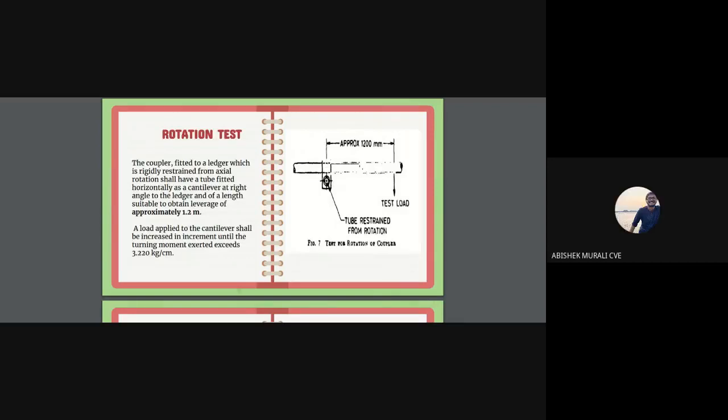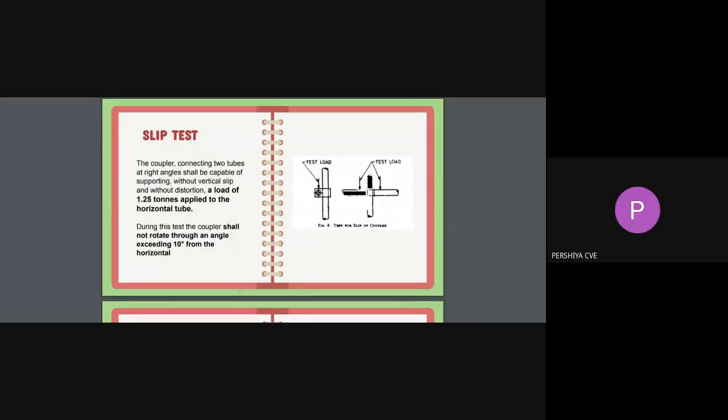In the rotation test, a coupler will be fitted to a ledger, and shall have a tube fitted horizontally as a cantilever at right angles. The cantilever's length will be approximately 1.2 meters. A load will be applied in an increasing manner till the turning moment exerted exceeds 3.22 kilogram per centimeter.